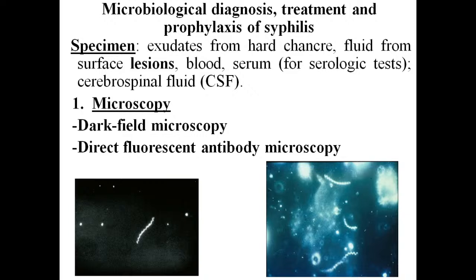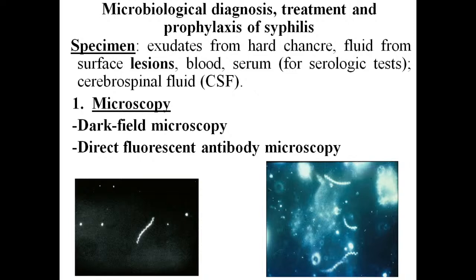In primary syphilis, we should collect exudates. Exudates are excretions from the hard chancre, fluid from surface lesions. Blood may be collected just in secondary syphilis. In primary syphilis, we must not collect blood. Bacteria are absent there. We will not be able to find Treponema there.